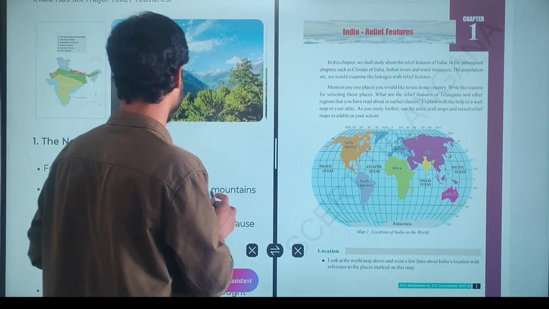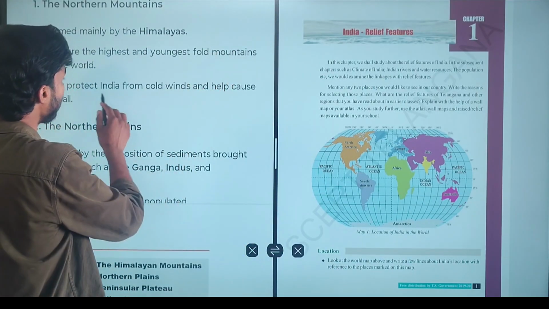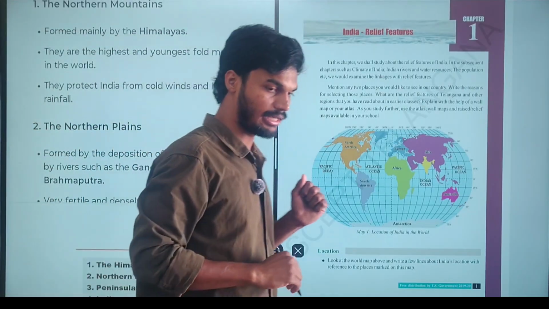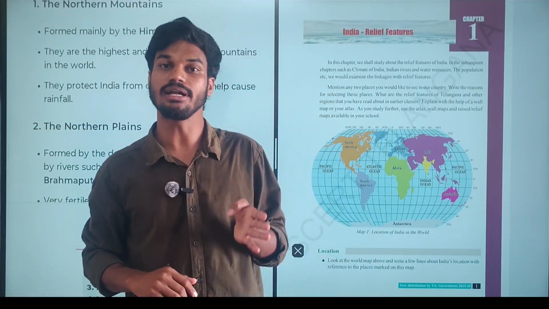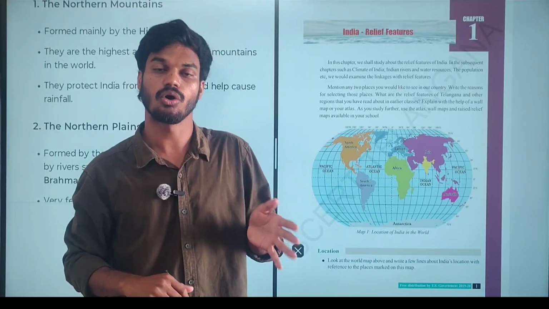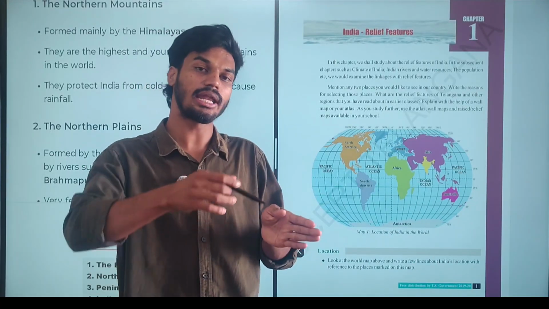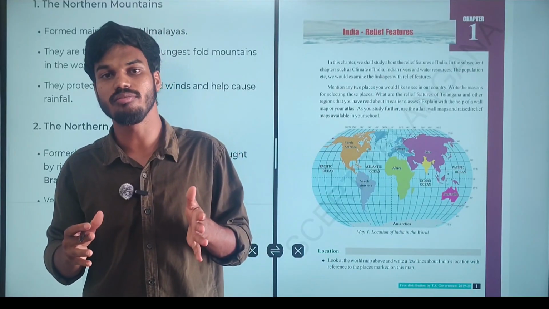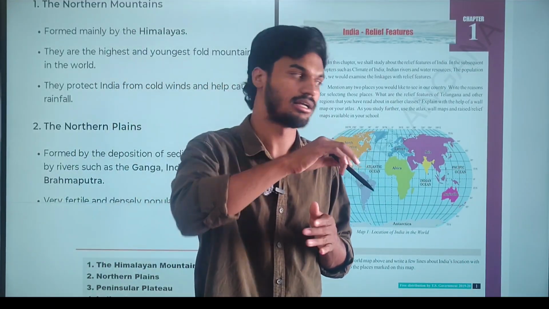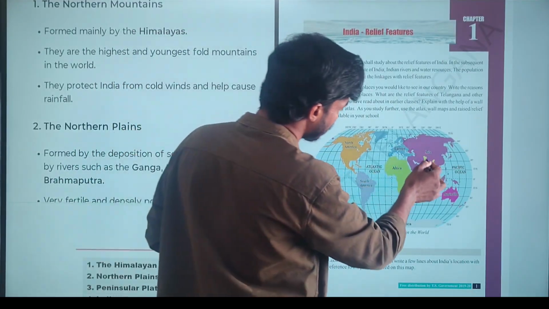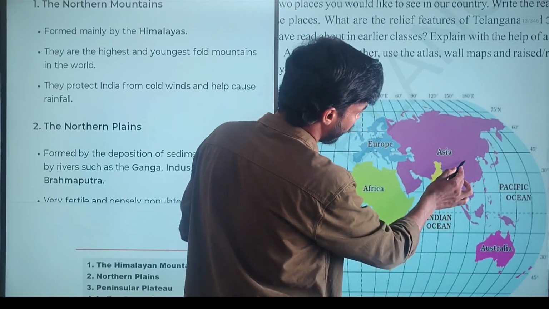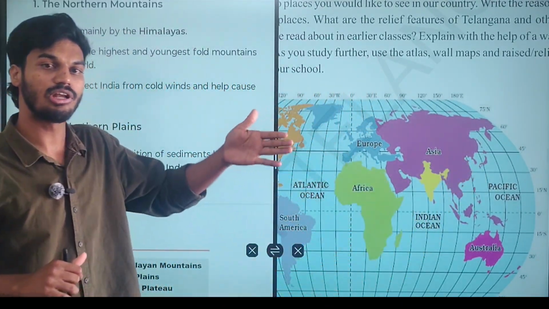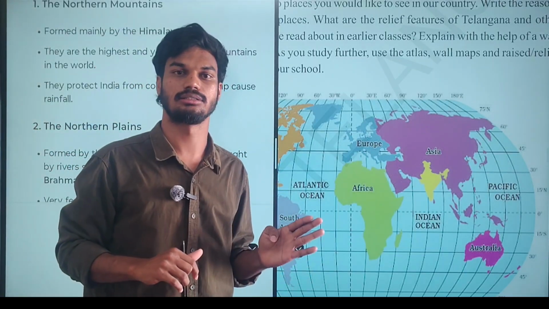Clear? Next. They protect India from cold winds and help cause rainfall. This is the most important thing. The major advantage of having the Himalayas for our country is that they protect India from the highly cold winds which come from Central Asia. Those cold winds are blocked by our Himalayan mountains.